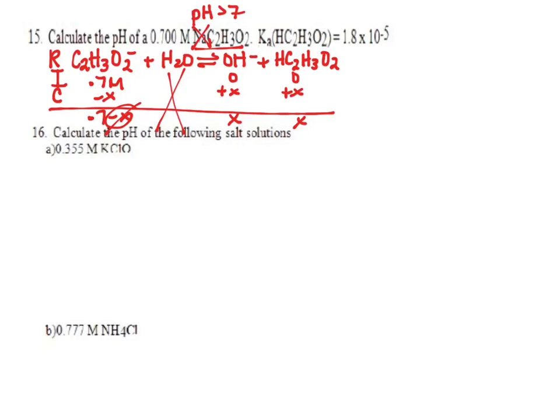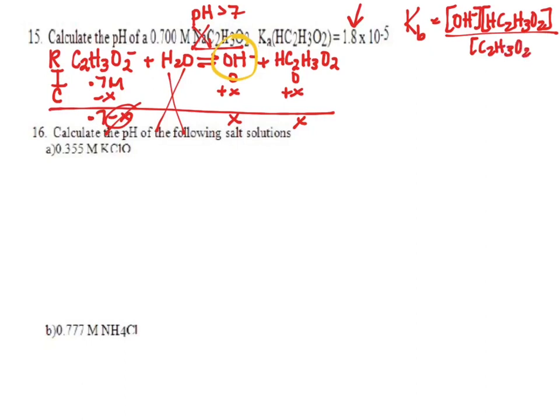All right, so now we can go in and solve for X, but our problem is they've given us Ka, and we are working in a basic solution. So we need to know what Kb is. First of all, Kb is equal to our hydroxide concentration times our C2H3O2 concentration over C2H3O2. Ka is an acid, Kb is base, right? Yes.